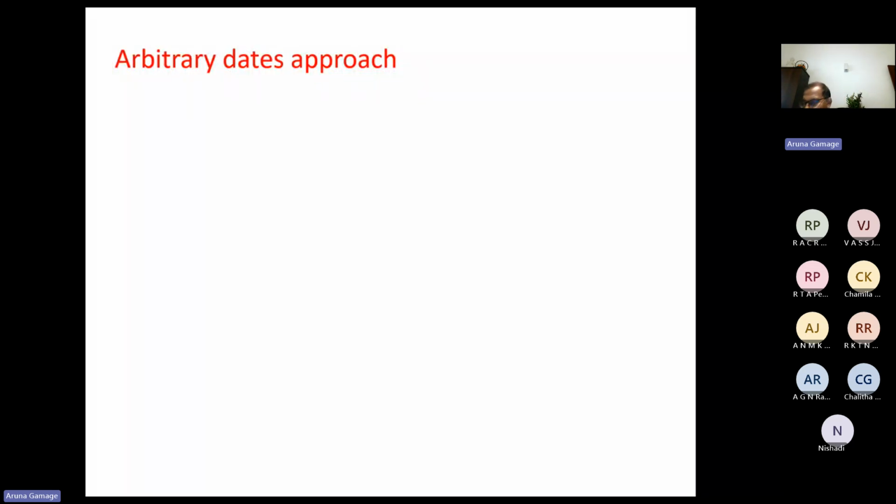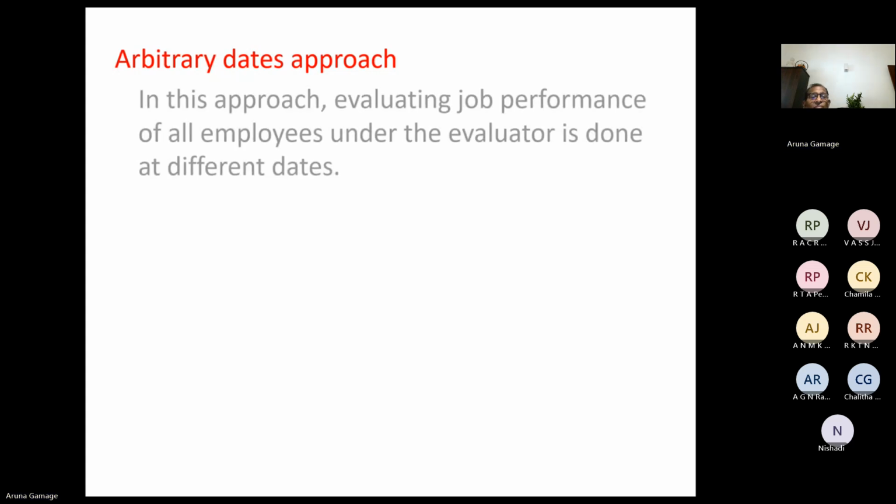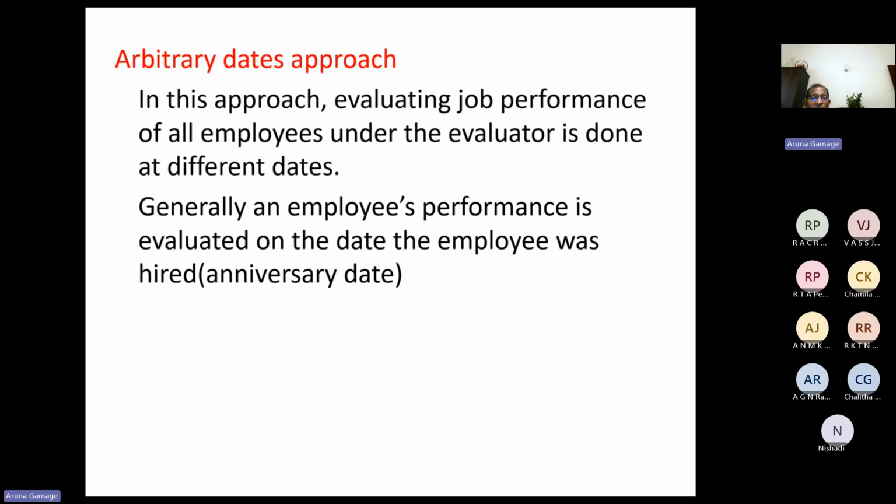With the anniversary date method, there are many advantages. Especially, the evaluator may not have the problem of finishing it quickly because he has time. So evaluation may be accurate because there are not many evaluations to be made by the evaluator. But there are some difficulties. Comparison is difficult. You can't compare evaluations with the others.